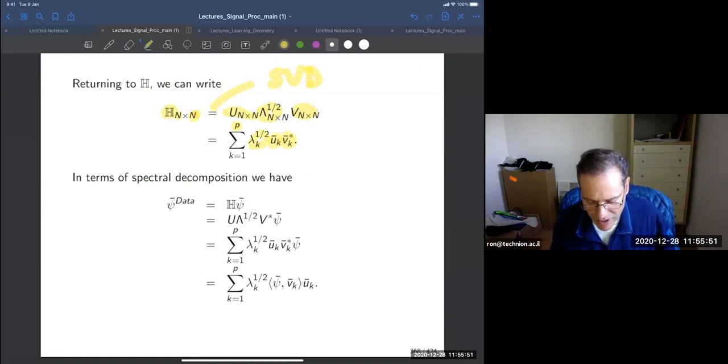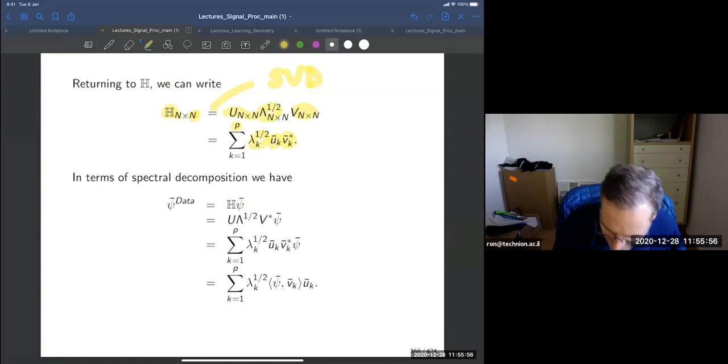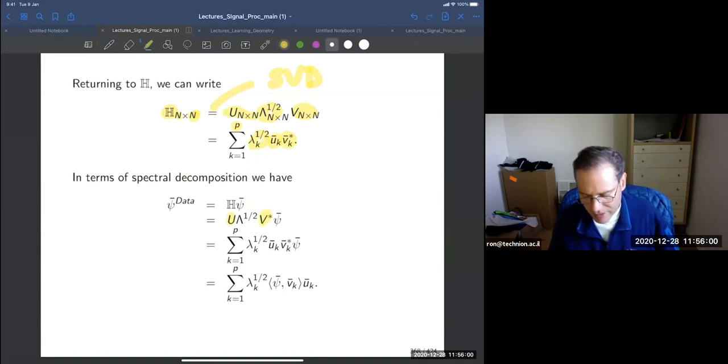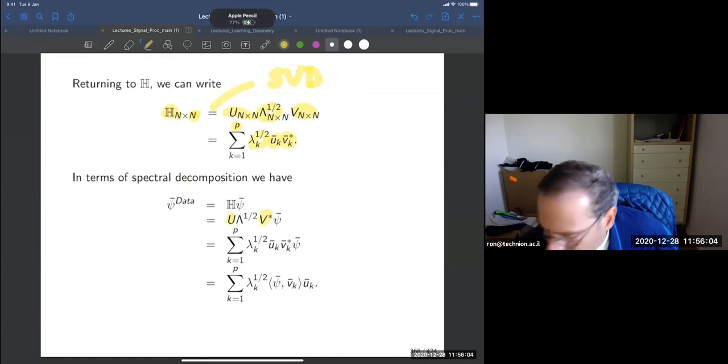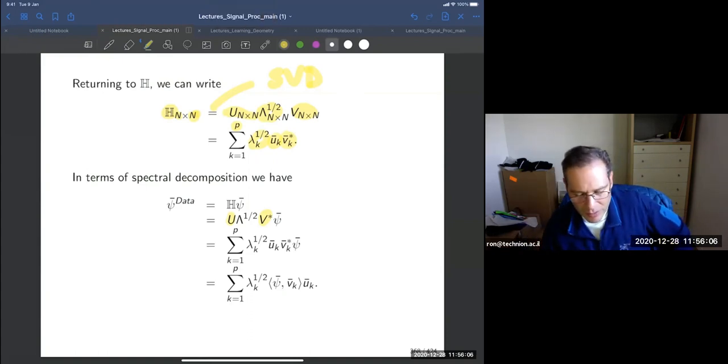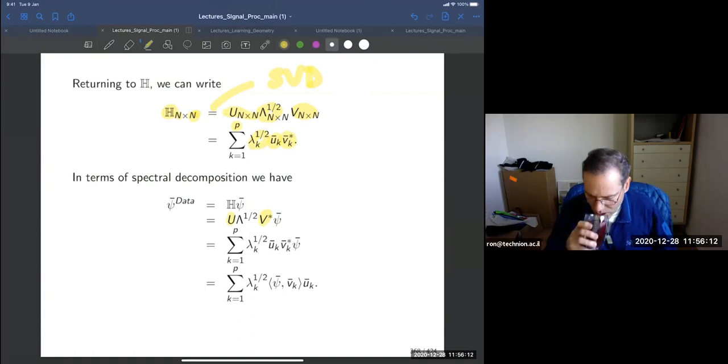Now let's write everything using the spectral decomposition, in this dual space, in this U and V star. And immediately you can see what would happen when H would be a convolution, where H would be circulant. Then V star and V would be the DFT.